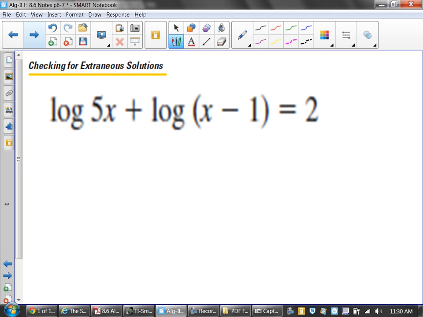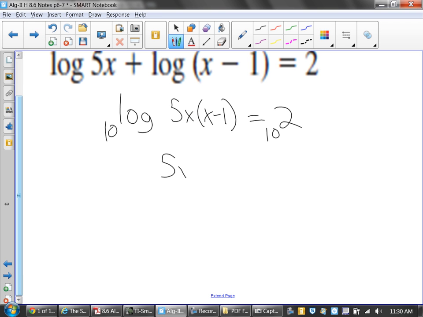When you're adding two logs together with the same base, you're multiplying, okay? So think of it like this. It's log of 5x times x minus 1 equals 2. How do I get rid of the log? I exponentiate it with a 10. So now I get 5x squared minus 5x is 100. Is everybody okay with that? Yeah.